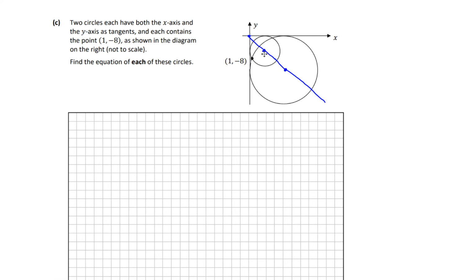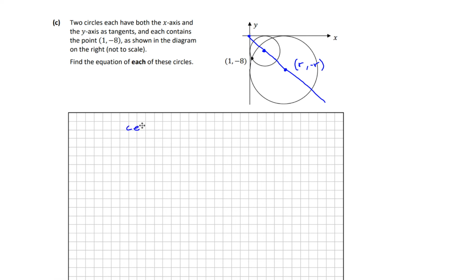So what we know about the coordinates of these points is that whatever the radius of the big circle is, if we call the radius of the big circle r, then the coordinate of the center of the circle would be r on the x, and then minus r on the y, whatever the radius is. So if the radius was 8, the center would be (8, -8). If the radius was 10, it would be (10, -10). So if the radius of the big circle or the small circle is r, the center would be (r, -r).